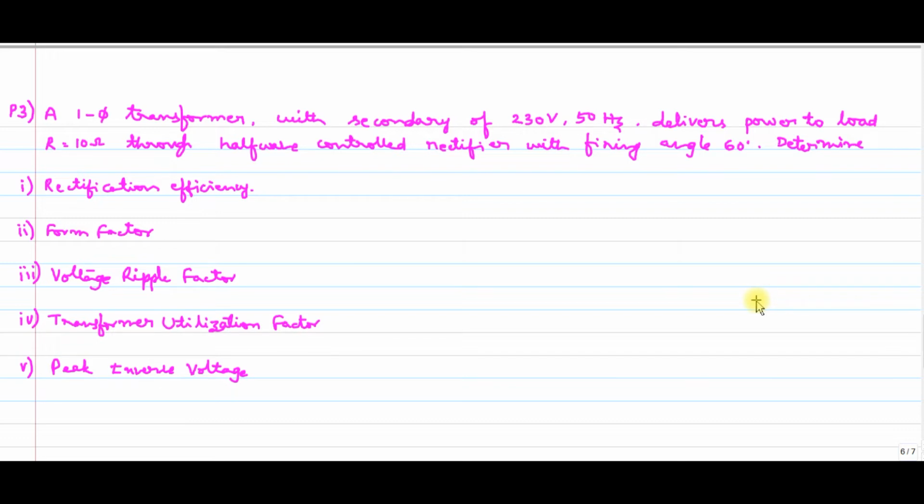Rectification efficiency: what is meant by rectification? Rectification means conversion of AC into DC. So how can you get the efficiency? Efficiency is generally output by input. Output is simply DC, input is AC. Efficiency means power efficiency, so output power is DC power divided by input power, which is AC power. Very simple, so let's move on to the solution.